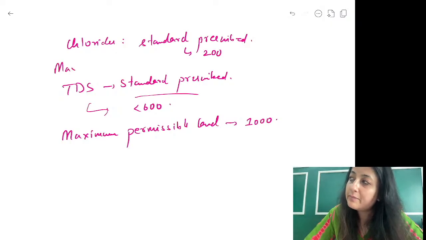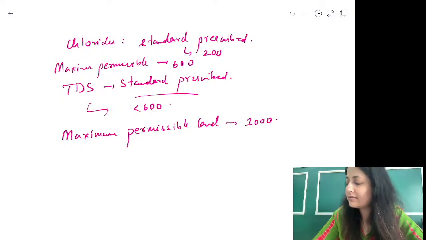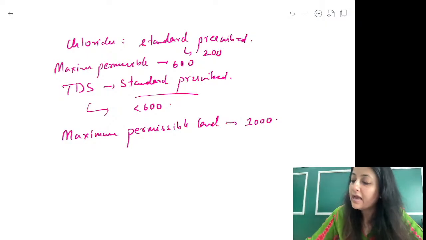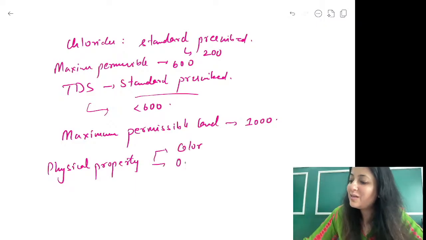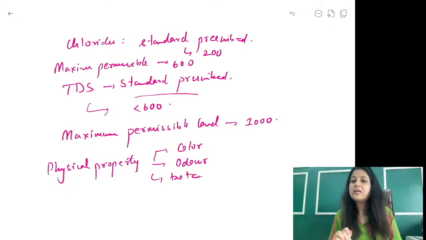But what is the maximum permissible level? The maximum permissible level is up to 600. And what are the physical properties of water that you look for? You will look for color, you will look for odor, and you will look for taste. Clear? Just a couple of standards.